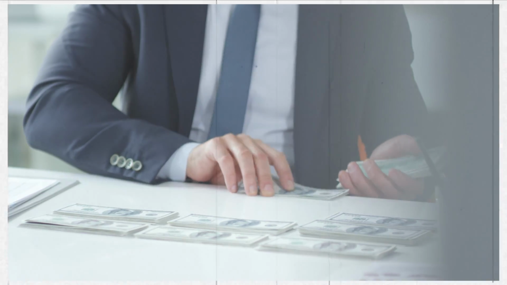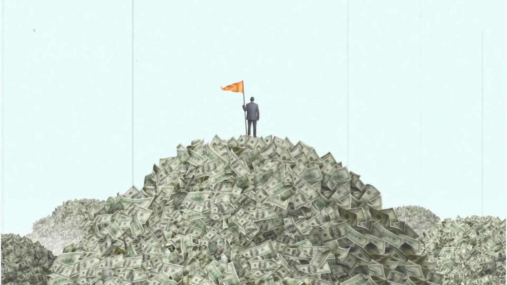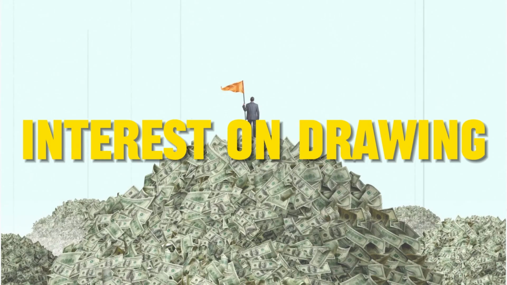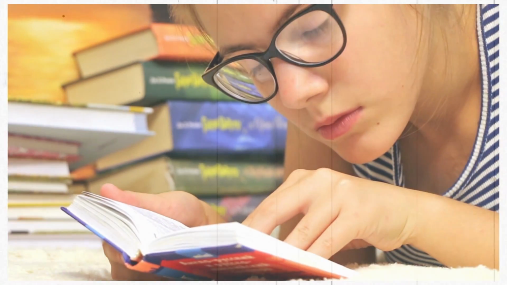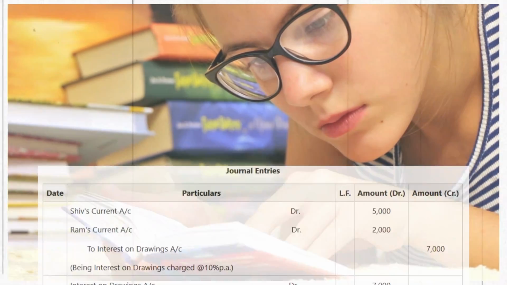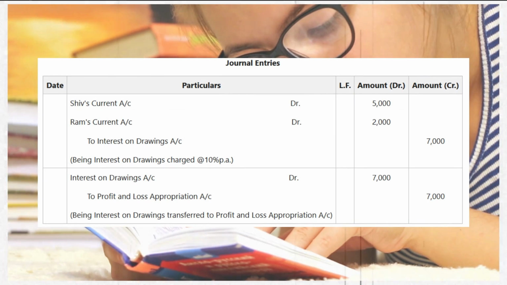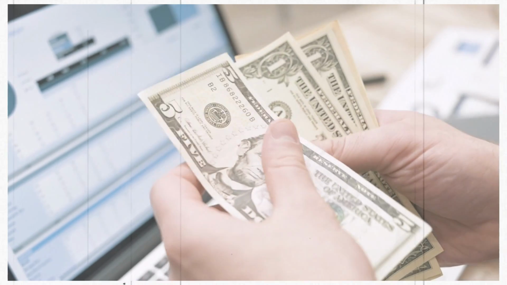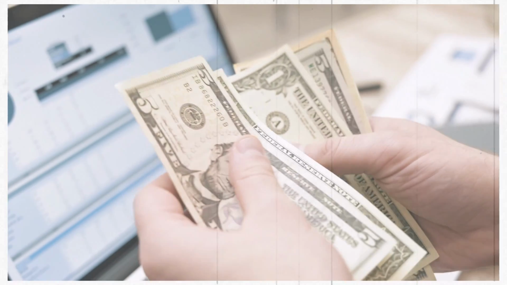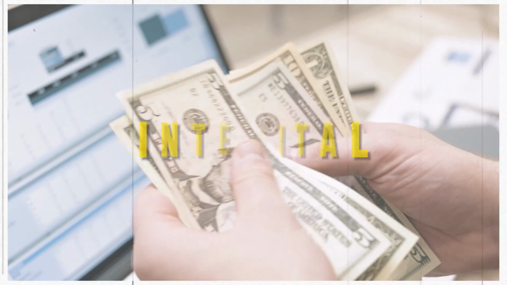Now apart from that, if there are any incomes, an example of an income is interest on drawings. As we have already studied in 11th grade, all the incomes are to be written on the credit side. Apart from that, if a partner has put some capital into the business, he will get interest out of that. That is known as the interest on capital.